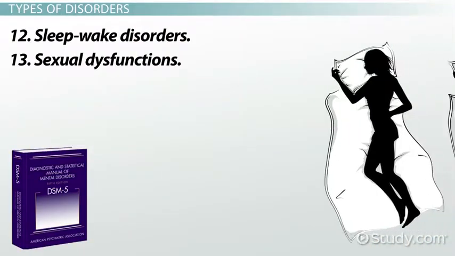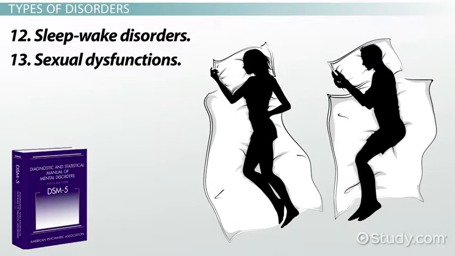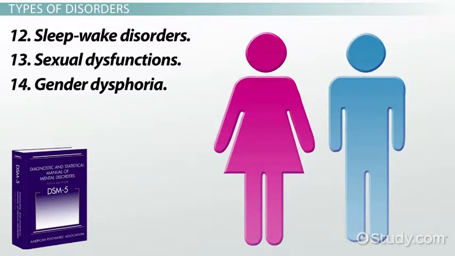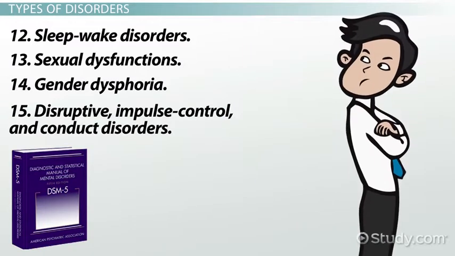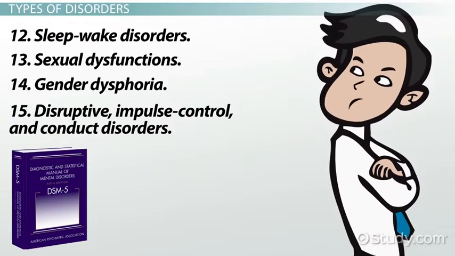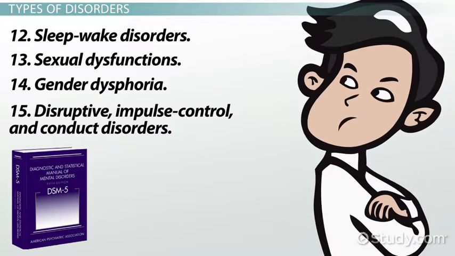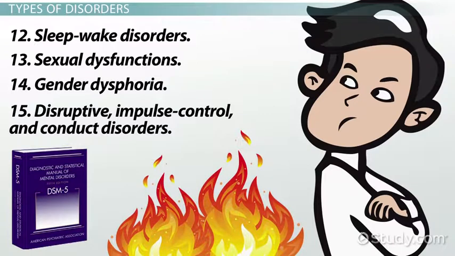Number 13, sexual dysfunctions. As the name suggests, disorders in this group have to do with sexual functioning, such as erectile disorder, female orgasmic disorder, and others. Number 14, gender dysphoria. The disorders in this group apply to people who struggle with having a psychological gender that is different from their biological sex. Number 15, disruptive, impulse control, and conduct disorders. These disorders are about disregarding the needs of others, including antisocial personality disorder, pyromania, and conduct disorder, among others.